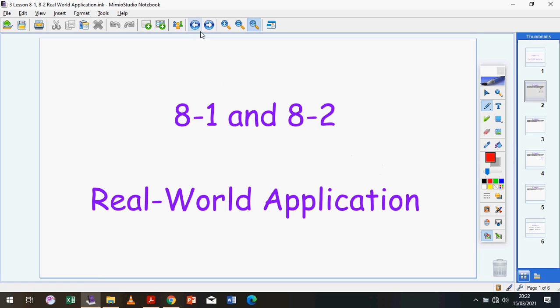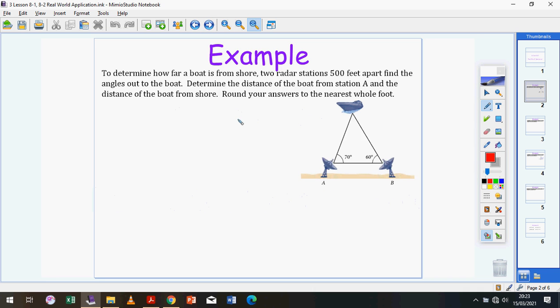So in this lesson, we'll talk about real world applications of the sine law and the cosine law, how we did in 8.1 and 8.2. So it really is a real life application. So imagine a boat on the ocean coming from, I don't know where, but it's coming from somewhere.